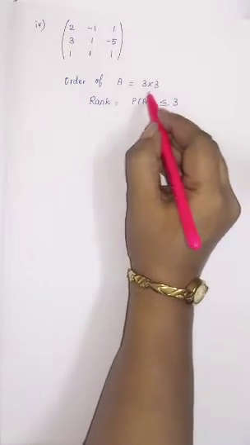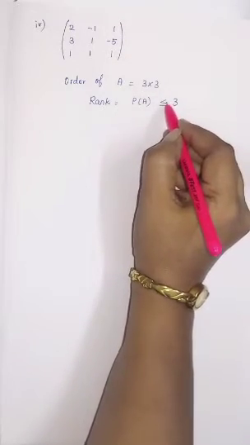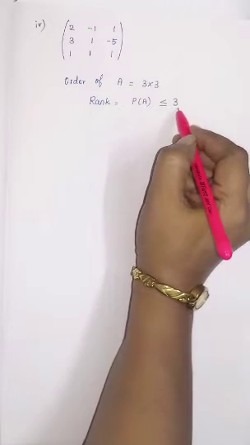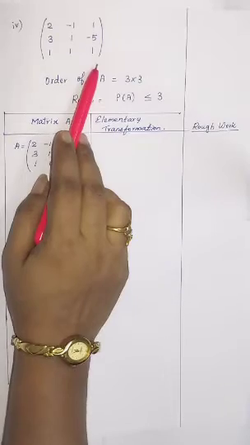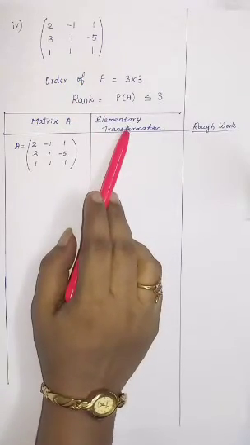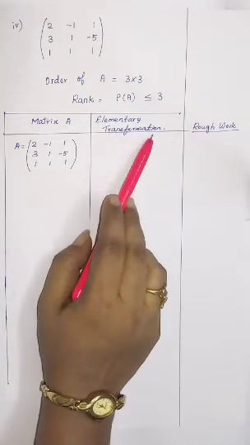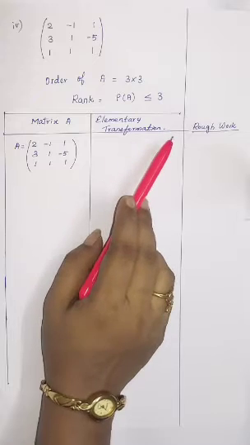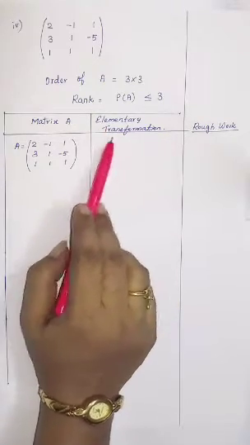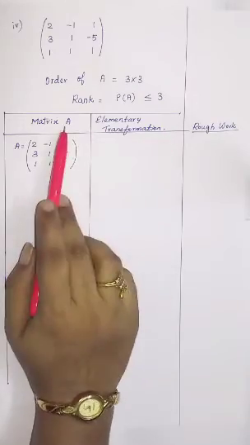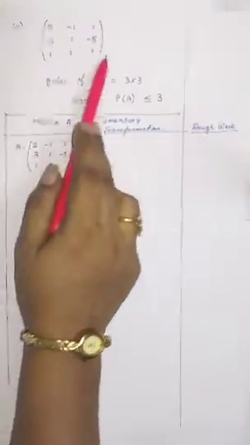Now we have got 3 rows and 3 columns, therefore the rank can be 3 or it should be less than or equal to 3. Okay, so when a 3 by 3 matrix is there, you can use this method. The elementary transformation method, otherwise called the echelon form method. The name is echelon form method, otherwise elementary transformation method. Okay, for that what you'll have to do is just write your matrix as it is.